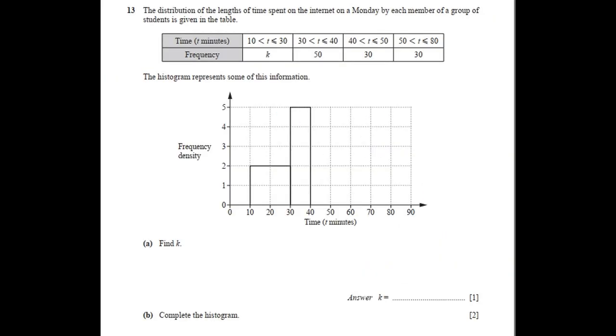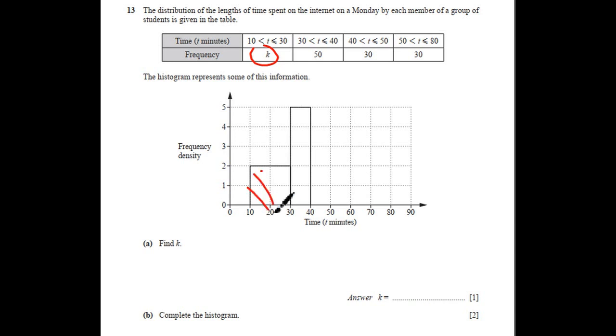Question number 13. The first part says find the value of k. This is k, which is the frequency. The histogram is showing us frequency densities. Why is that happening? Because the class widths are unequal. First we have t from 10 to 30. That means there's a class width of 20. Then we have 30 to 40, which is a class width of 10. So we have uneven class width in this question. Hence, you're given the frequency density on the y-axis. Anyway, back to the question, you have to find the frequency.